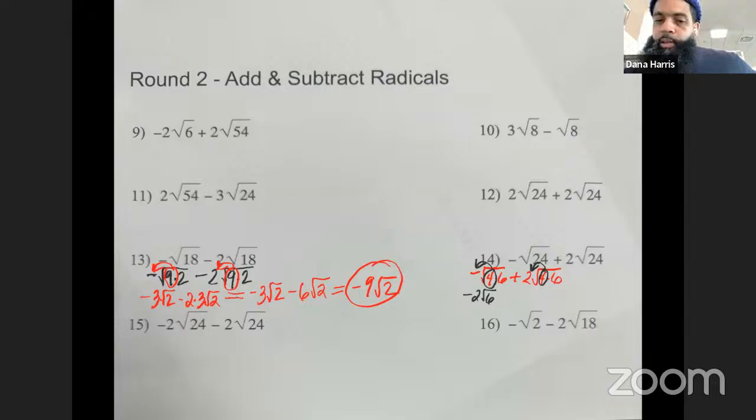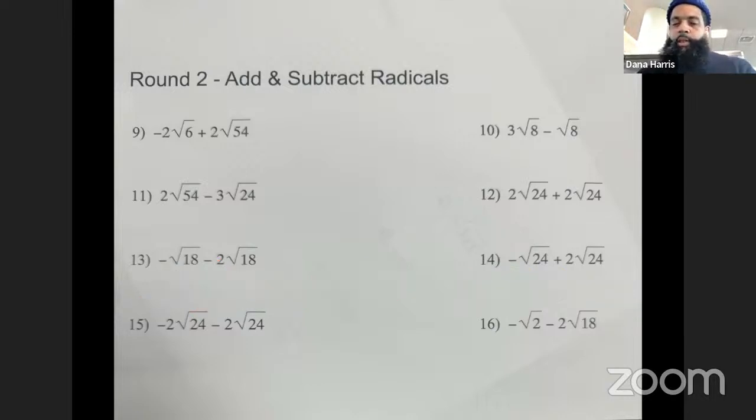So plus 2 times 2 square root of 6. All right, so I get negative 2 square root of 6 plus 4 square root of 6. And negative 2 plus 4 gives me 2 square root of 6. All right, let's clear those out.